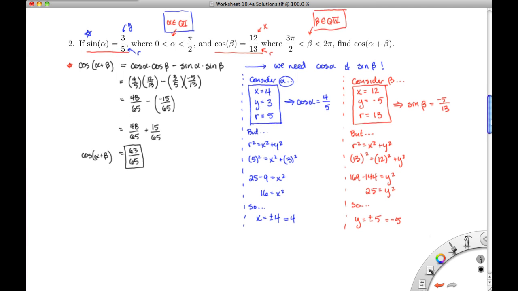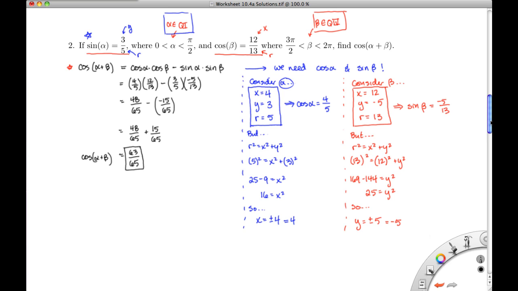Okay, so there was a lot involved there. So a time-consuming problem, and again, there's definitely other ways that you could approach this, but this is a pretty tried and true one.